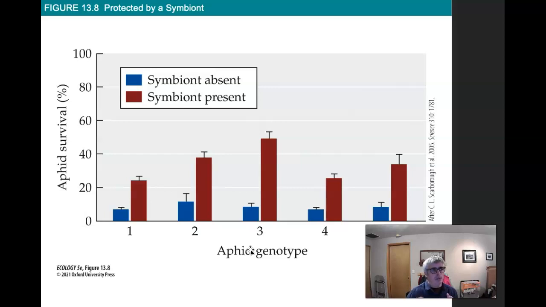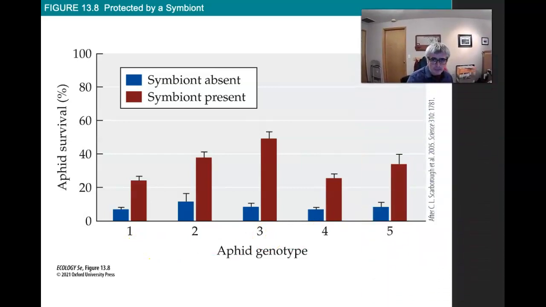We're not measuring the genetic diversity here. We're not measuring a certain allele that one genotype has that other genotypes don't have. So we're including 5 different genotypes. And then the symbiont bacteria is added to the red bars, and the blue bars are ones without the symbiont. And then they're all exposed to a fungus.